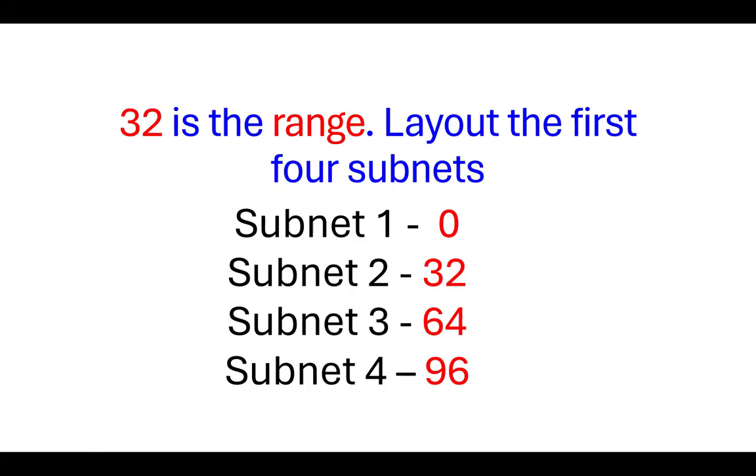So we lay out the first 4 subnets. Subnet 1 always starts with a 0. Then we add 32. So subnet 2 is 32. We add 32 again. So subnet 3 is 64. Then we add 32 again. So subnet 4 is 96.